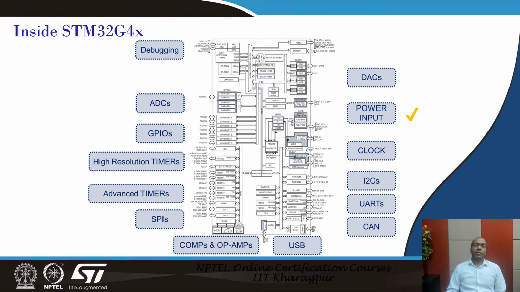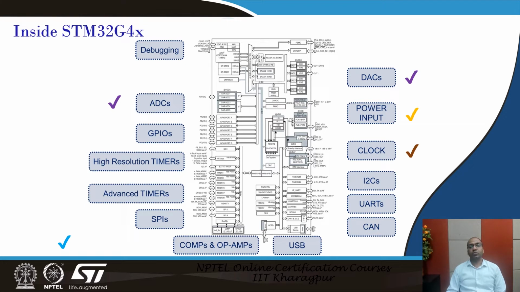STM32G4 microcontroller can be operated from 1.7 volts to 3.6 volts. Normally it is operated at 3.3 volt input. It can have a maximum clock of 170 MHz with both options available of internal RC oscillator or external crystal. It has 7 internal comparators and 6 internal operational amplifiers. It has 5 ADCs with multiple channels. Depending on the package we have selected, the number of channels can be decided accordingly.